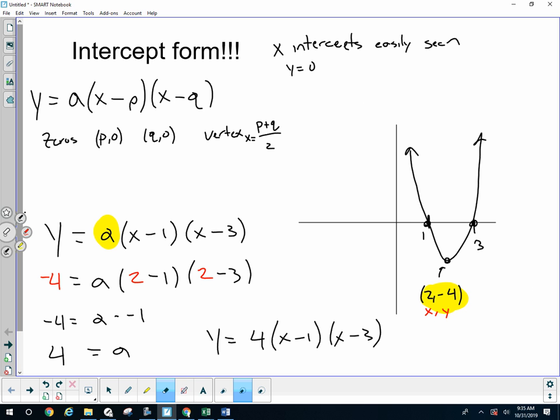Your turn. I'll leave this work up for what I just did. But I'm going to draw another graph over here. And I would like you to come up with the equation of this red graph, where this is at negative 2, and this is at negative 4, and this point is at negative 3, negative 1.